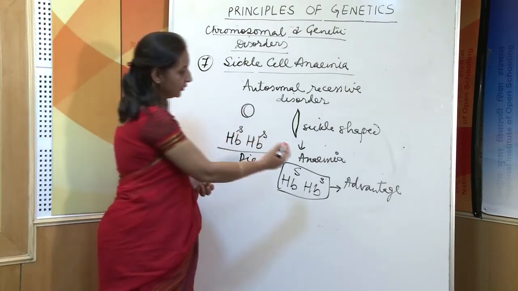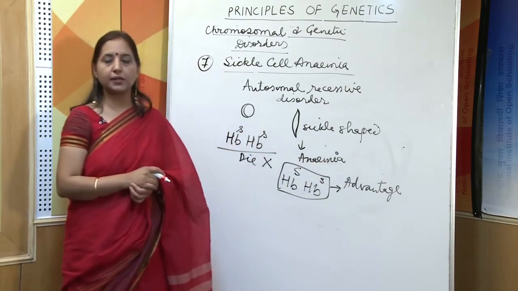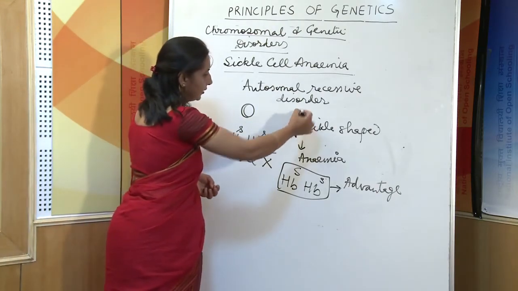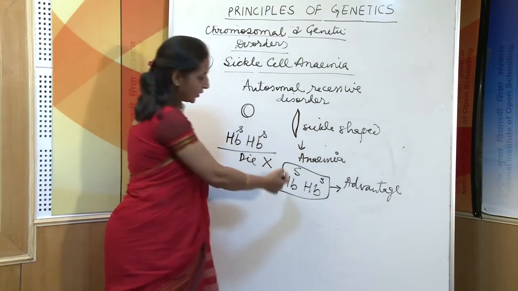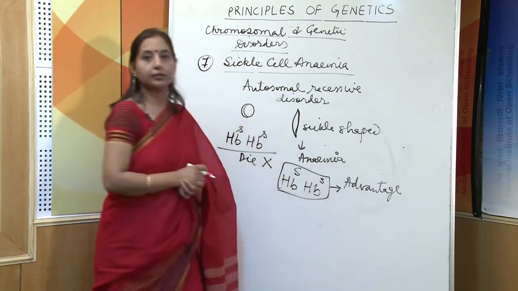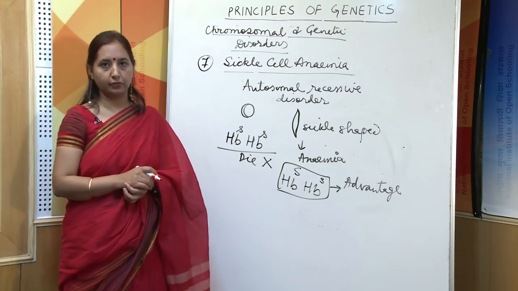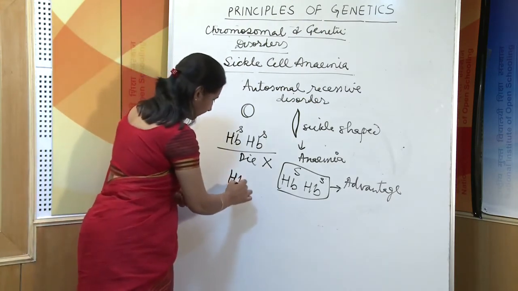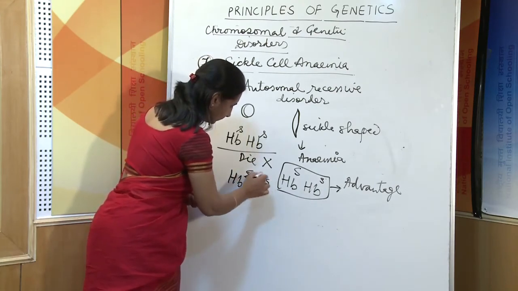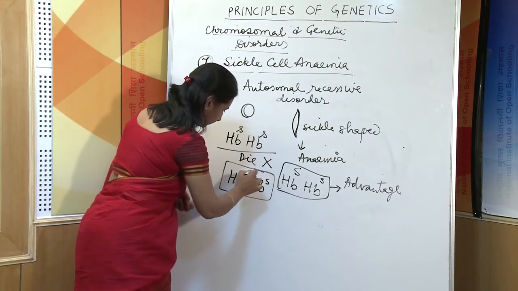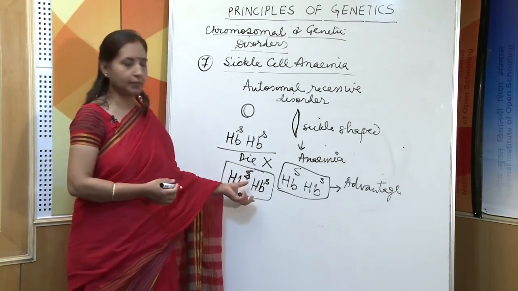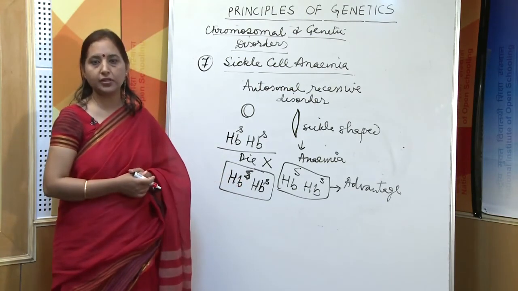As a result, they get an advantage against malaria. The malarial parasite cannot reside in sickle shaped RBCs. Since they are sickle shaped, the malarial parasite cannot live there. So such individuals who are heterozygous, who are hybrid, naturally get the advantage of not suffering from malaria. And this is the genotype of the individual who survives, and the gene is also there in the masked form, but there is a natural advantage of getting relief from malaria.